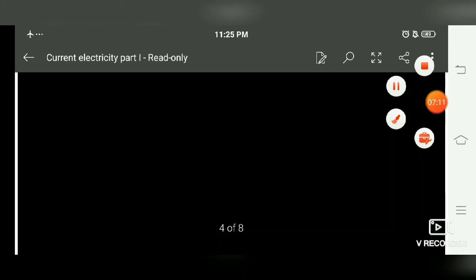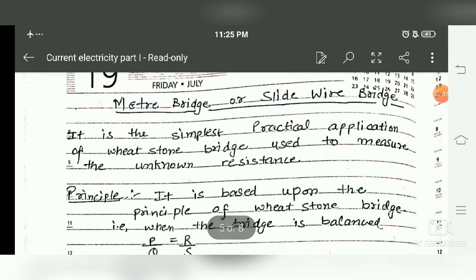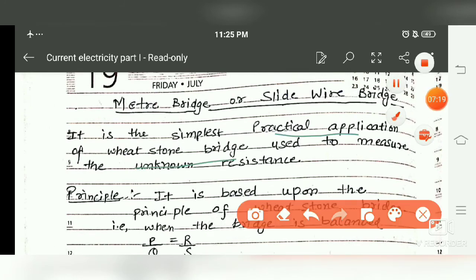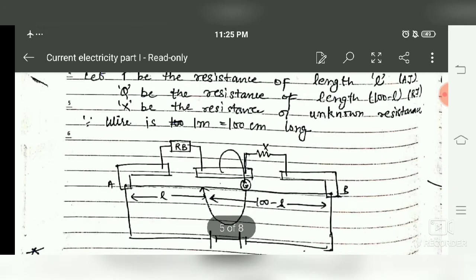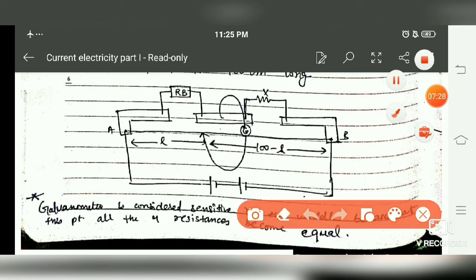Now we will do that. The meter bridge, or slide wire bridge, is the simplest practical application of the Wheatstone bridge, used to measure an unknown resistance. In this case, we have a wooden block on which a wire is laid like this, and these are the copper strips, and from here we can make connections.